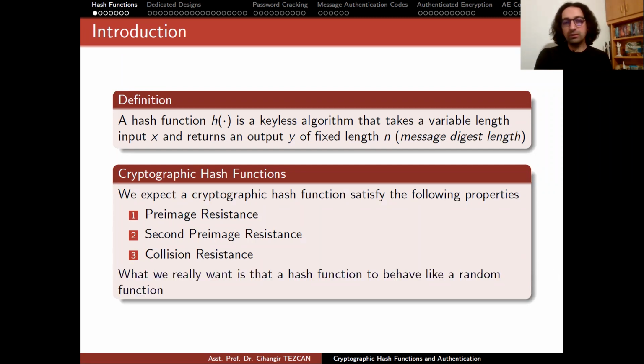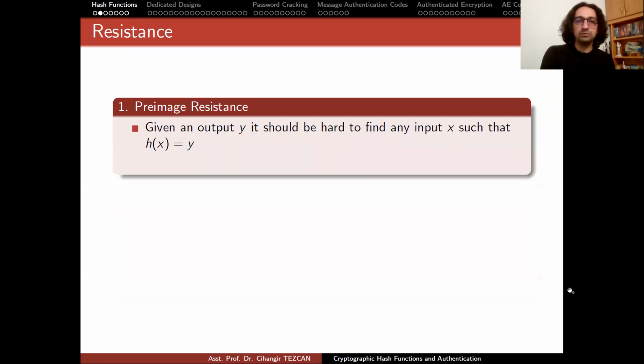But we also want a hash function to behave like a random function, so the outputs should behave randomly. Actually, this property is required, for instance, in many blockchain or cryptocurrency algorithms. For instance, the mining for Bitcoin relies on the fact that the output of the SHA-256 hash function is somewhat random. So let's start with the first property, which we call preimage resistance.